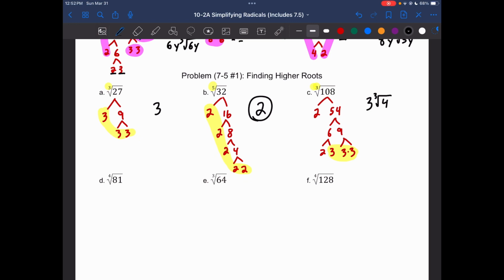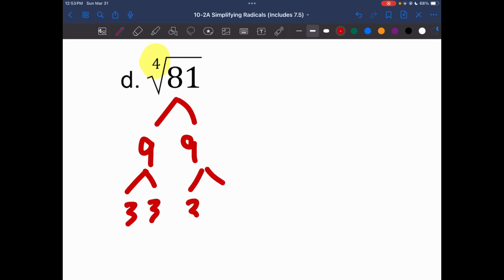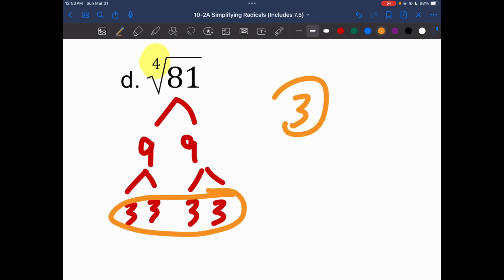All right. Letter D, we're looking for the fourth root of 81. So we need to break down the factors. 81 is 9 times 9, we know. And 9s break down into 3 times 3 for each of them. So we're looking for the fourth root. We have a group of 4 3s, so we have 3 as our final answer for letter D.